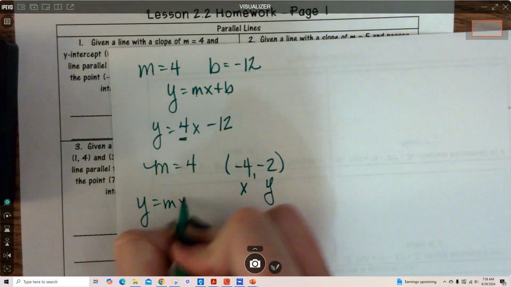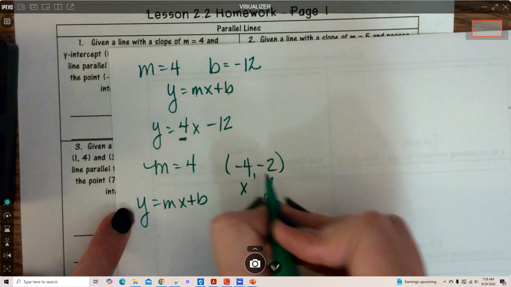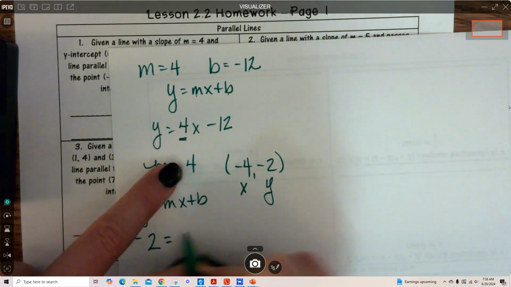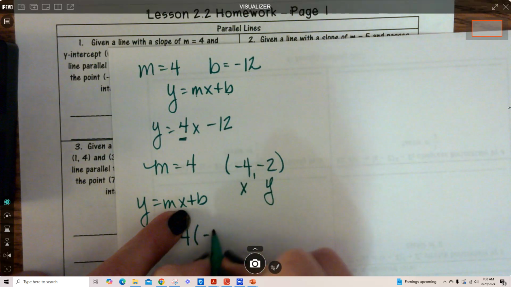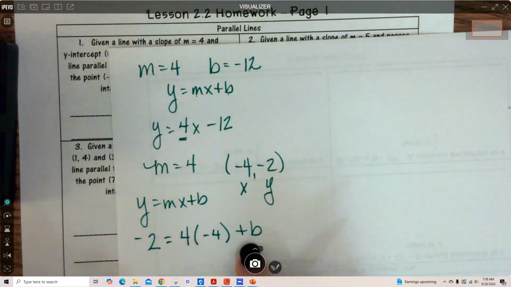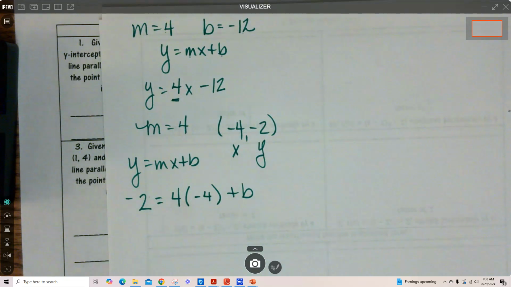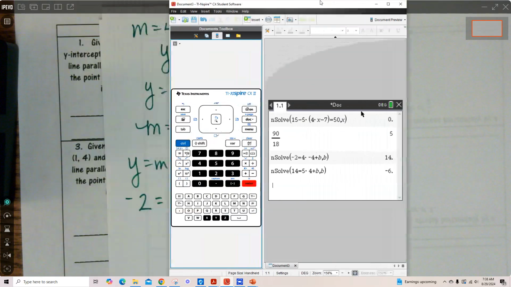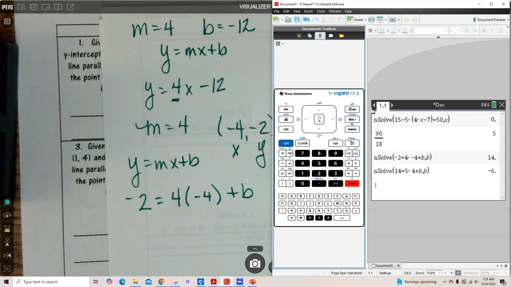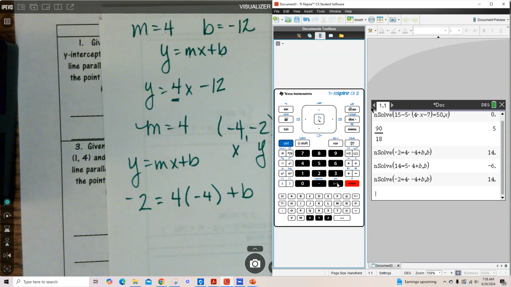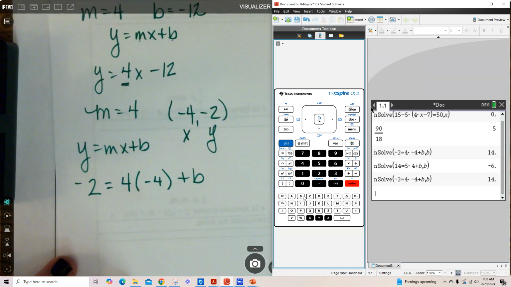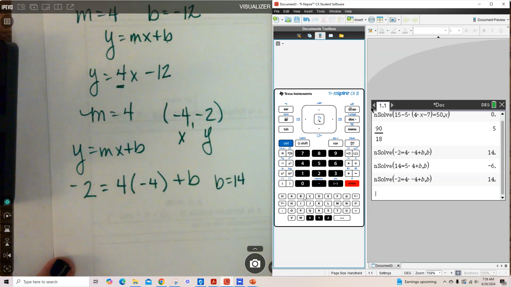Okay? And we plug in all the pieces that we know. We know the y is negative 2. We know the m is 4. We know the x is negative 4. What we're looking for is the y-intercept. So if you can get it to this point, you can use your calculator and you can find the b value. So we can do menu 3 1 and we can do negative 2 equals 4 times negative 4 plus b, and then remember comma b. Okay, you got to tell it what letter to solve for. And that gives me a 14. So we know that b equals 14.